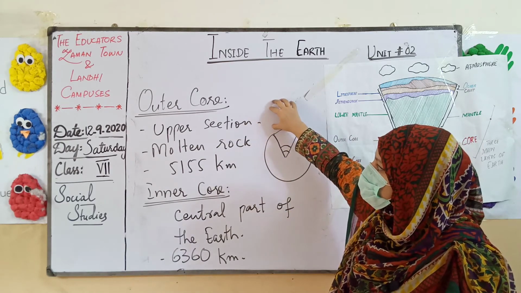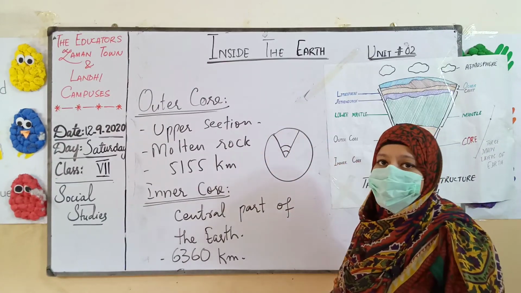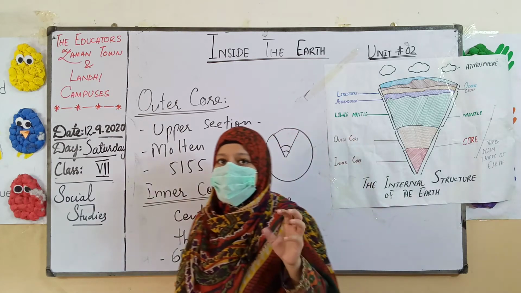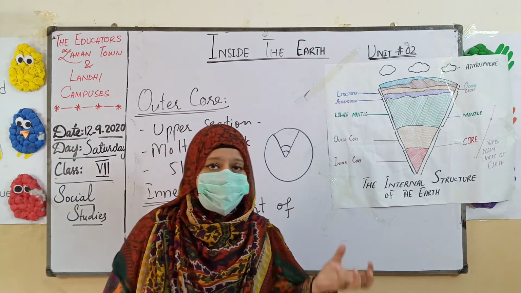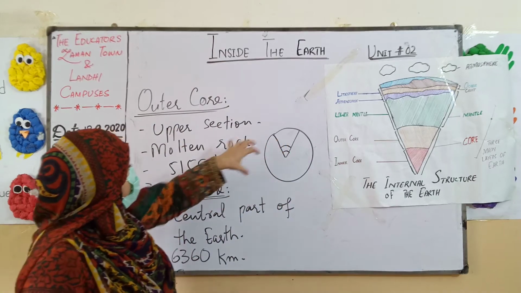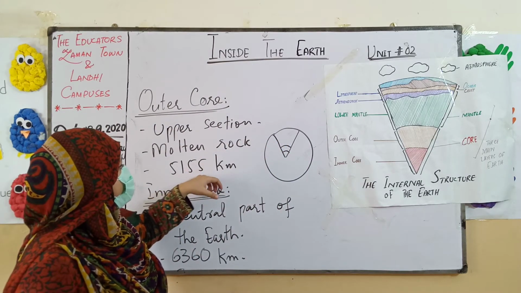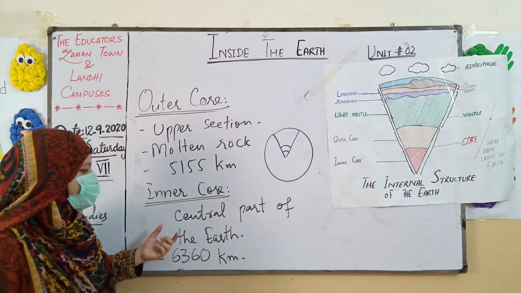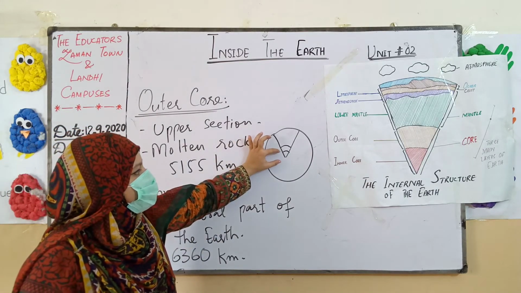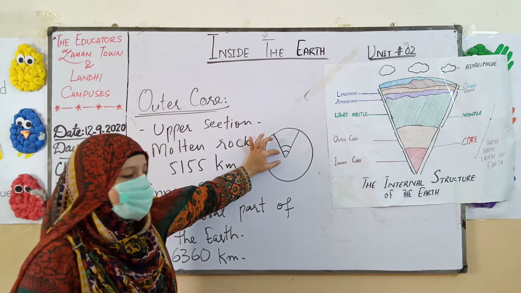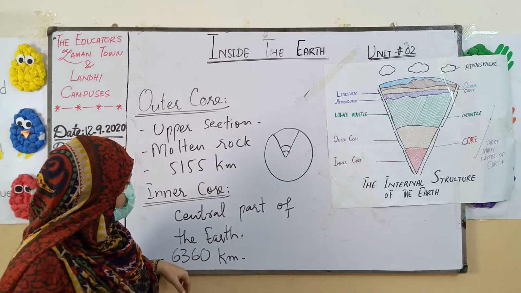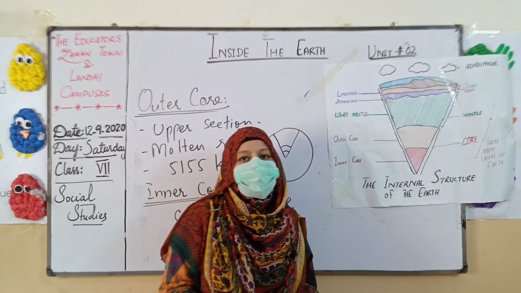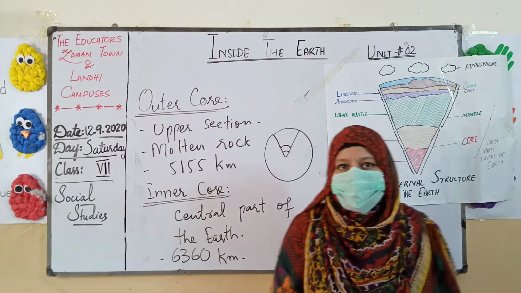Outer core is the upper section of the core, containing molten rock, like the molten material we discussed in unit number 1 in igneous rock. It is 5,155 km deep inside the earth, and the inner core is the central part of the earth, the hardest part of the earth, at 6,360 km depth, and it consists of iron, nickel and phosphorus, other metals and materials.